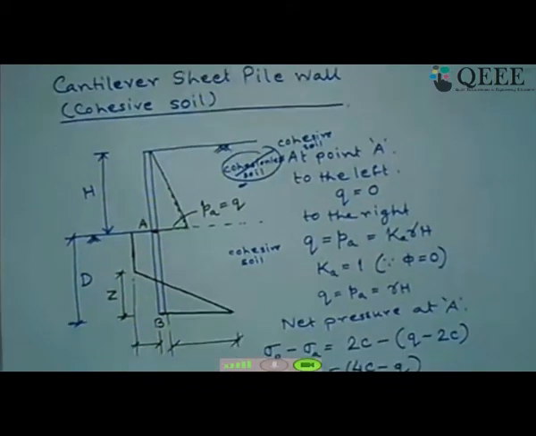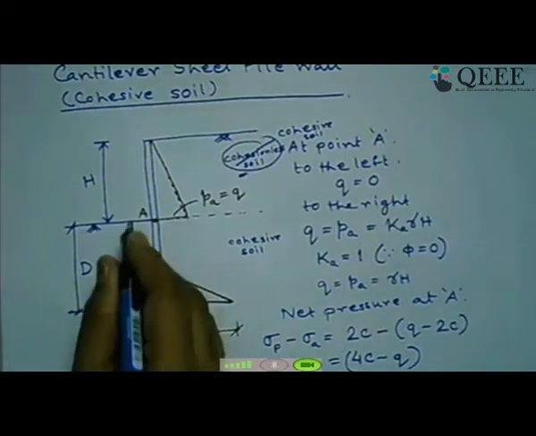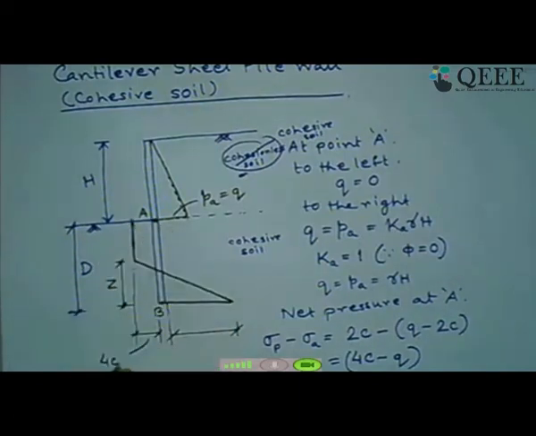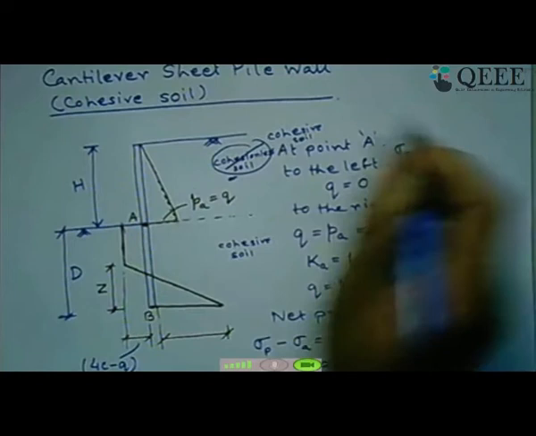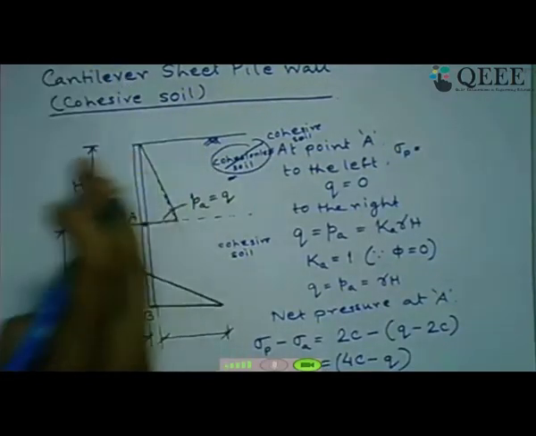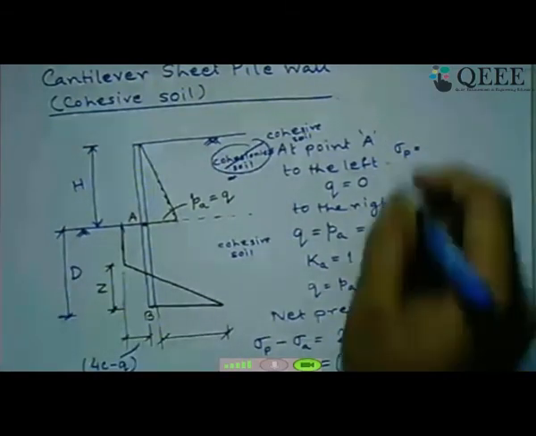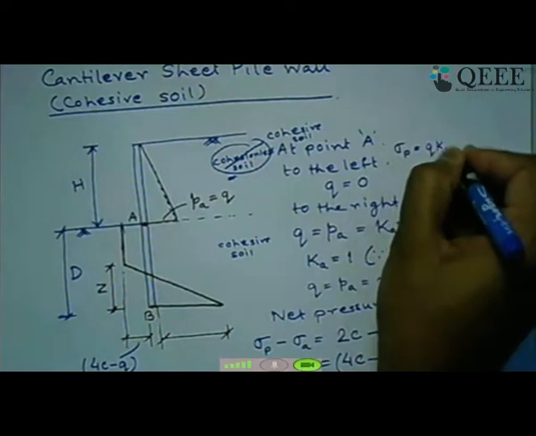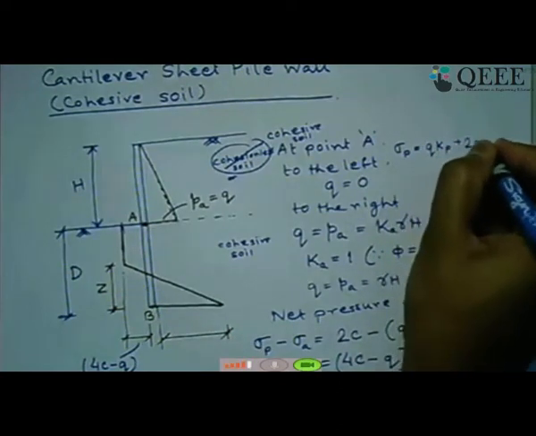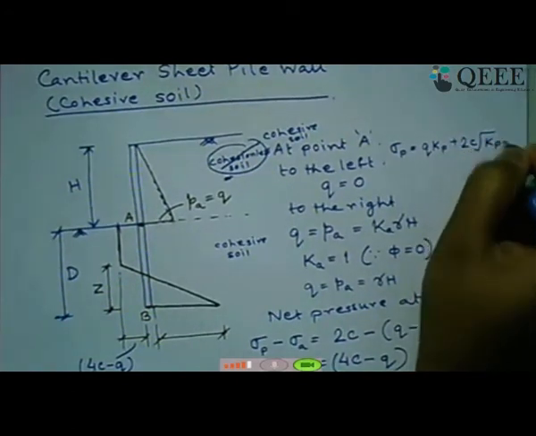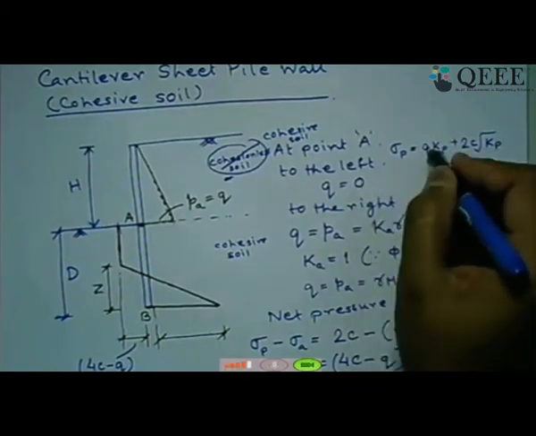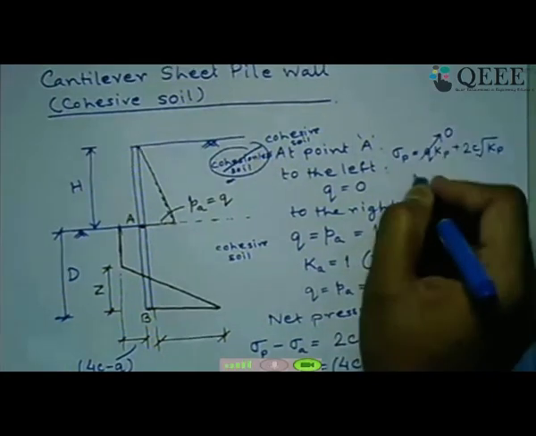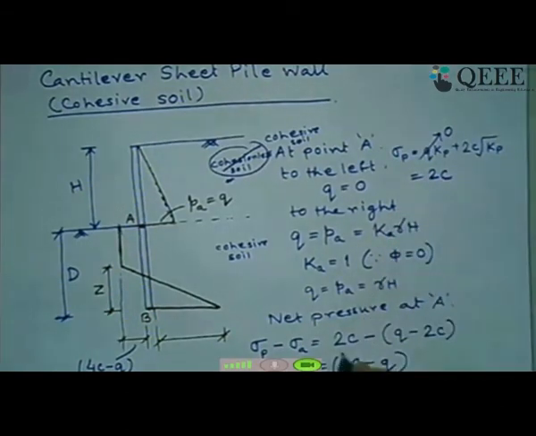How did we get this value? Let us relook at it once again. I am telling this magnitude is nothing but 4C minus Q. How did we get it? To the left side of A, sigma P. Because the wall is rotating about this side, this side we will have passive condition. So that's why we are taking the passive case. The passive case equation is Q times Kp plus 2C times root over Kp. Now for phi equals 0 degree, this Kp also equals 1. And what is the value of Q here? We have seen Q is 0 here. So this term vanishes, and this sigma P becomes 2C. That's why I could use 2C here.